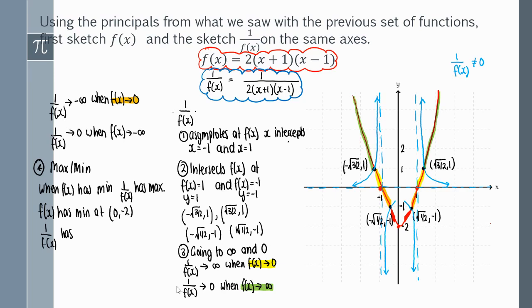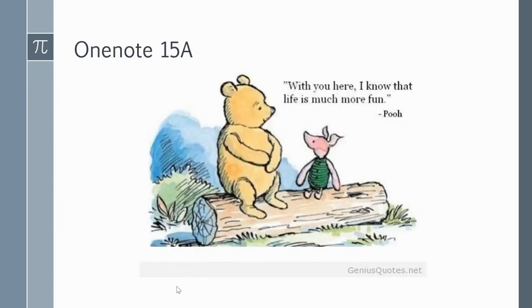Remember, the x-coordinate will stay the same, so it will have a maximum at 0, and the y-coordinate becomes 1 over the value of my f of x function. My f of x function was negative 2, so my maximum for the reciprocal will become minus a half. Beautiful. That is your reciprocal function. So continue with 15a. I hope you've learned a little bit more about reciprocal functions.